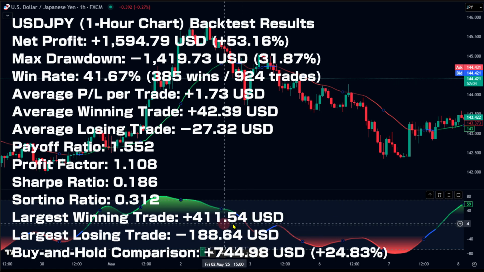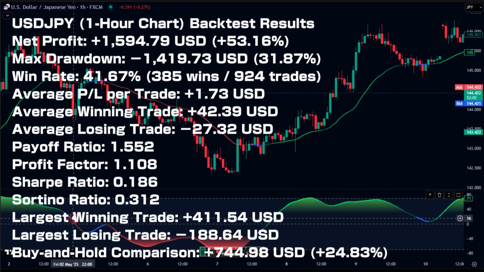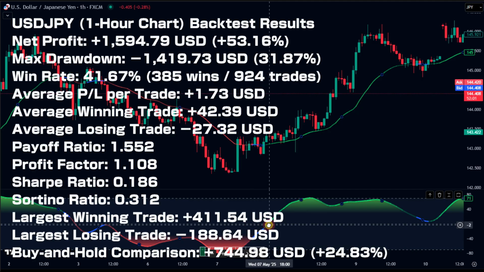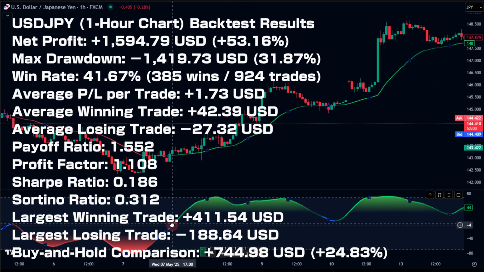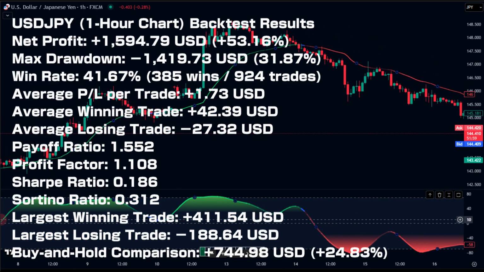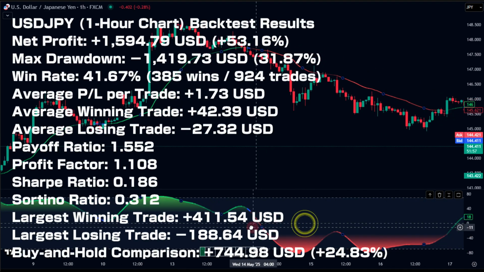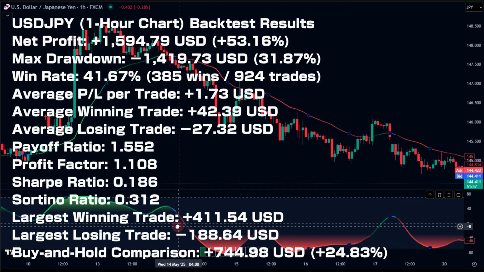Payoff ratio, 1.552. Profit factor, 1.108. Sharpe ratio, 0.186. Sortino ratio, 0.312. Largest winning trade, plus 411.54 USD. Largest losing trade, minus 188.64 USD. Buy and hold comparison, plus 744.98 USD, plus 24.83%.